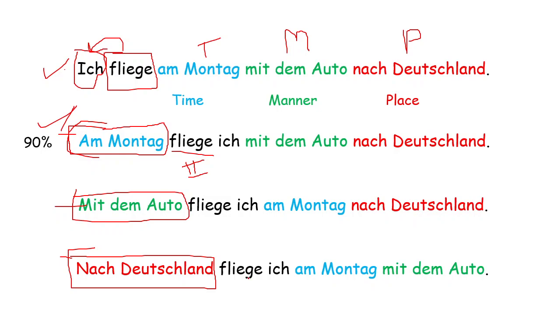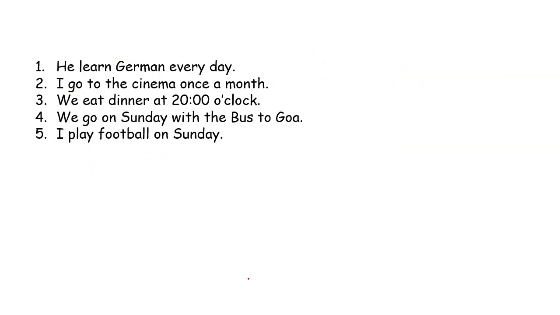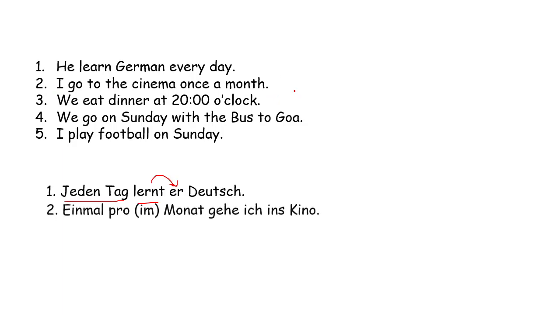Let's see some examples. He learns German every day. So every day, jeden Tag, is time. Then the verb lernt, conjugated with the subject, at second position, then Deutsch. I go to the cinema once a month. So once a month, einmal im Monat. Then verb gehe, ich, ins Kino.